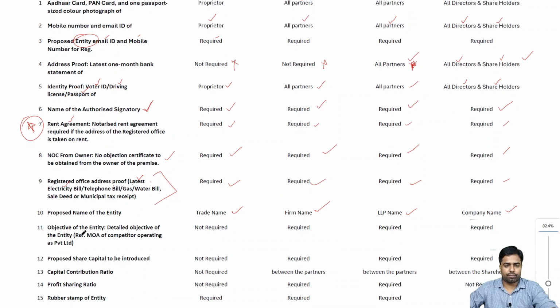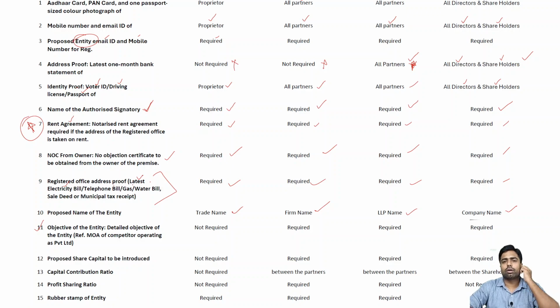Next is the objective of the entity. You have to tell the chartered accountant, when he is registering your company or business structure, that my business is going to do these kinds of objectives, like I will be doing this manufacturing, or I am into the service sector. What exactly the activities of the business are going to be, you have to tell the chartered accountant in brief.